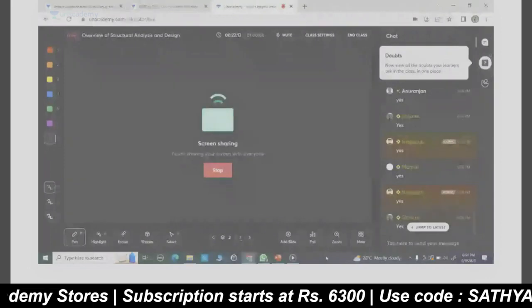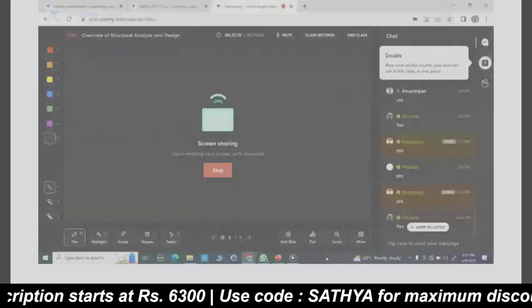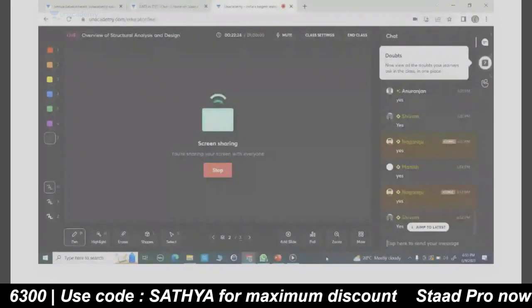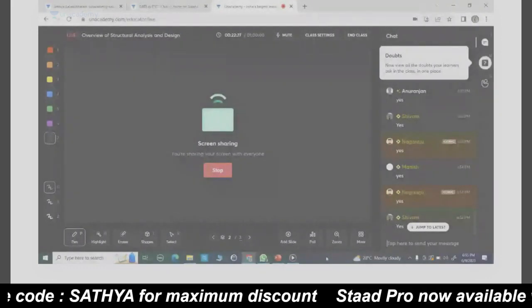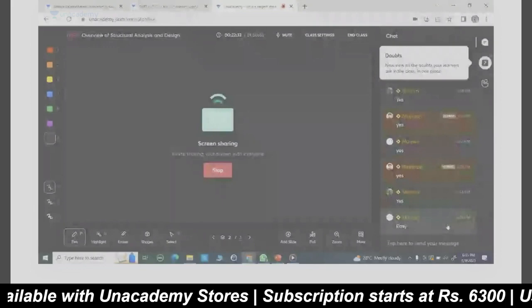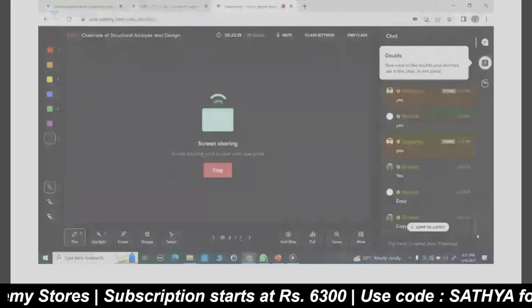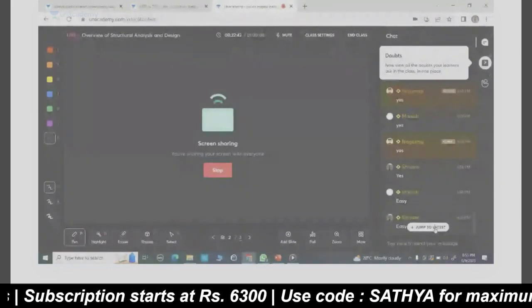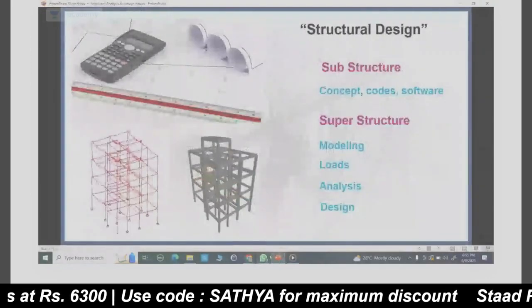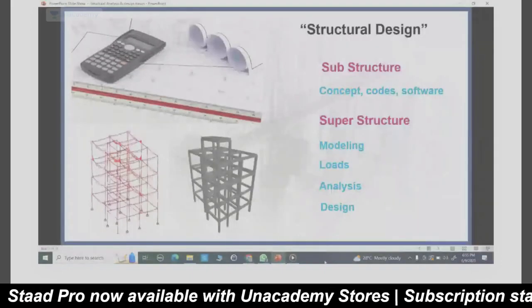How many of you feel structural analysis is a very easy subject? Is structural analysis tough or easy? Type in the chat box if it is tough, or if you feel it is easy, type easy in the chat box. Okay, I got a few responses saying it is so easy. That is good.